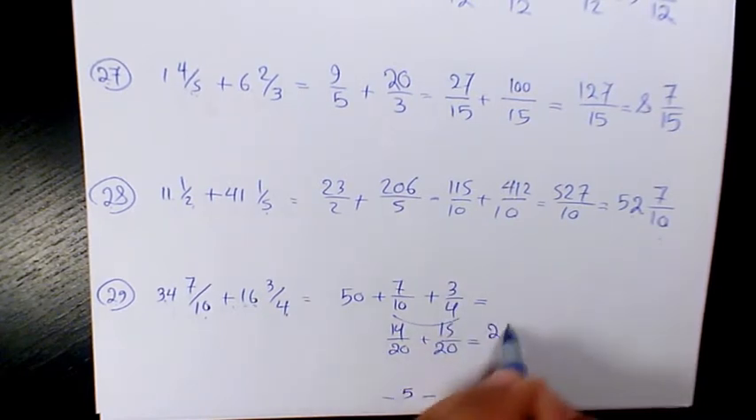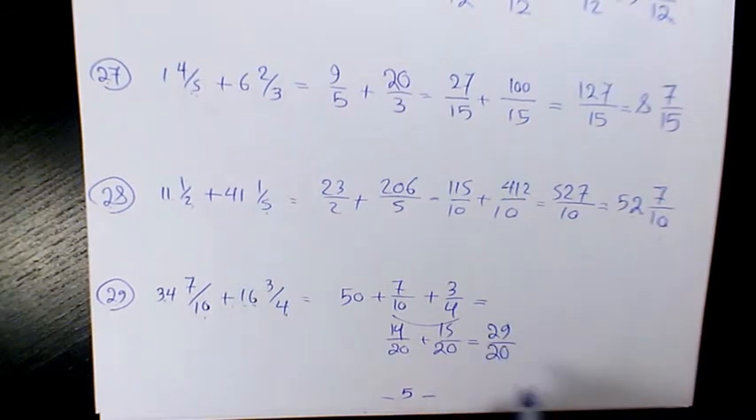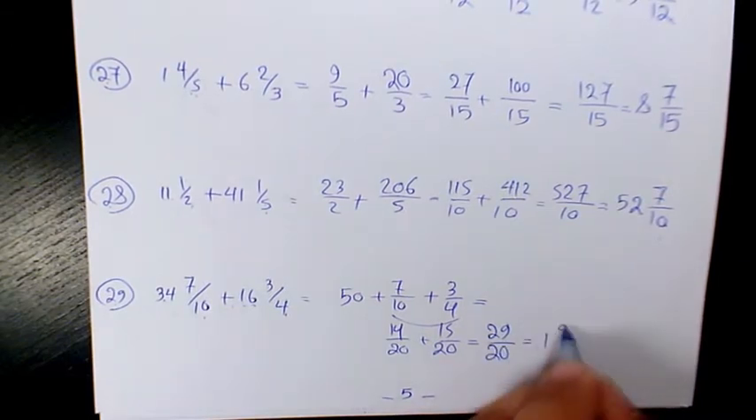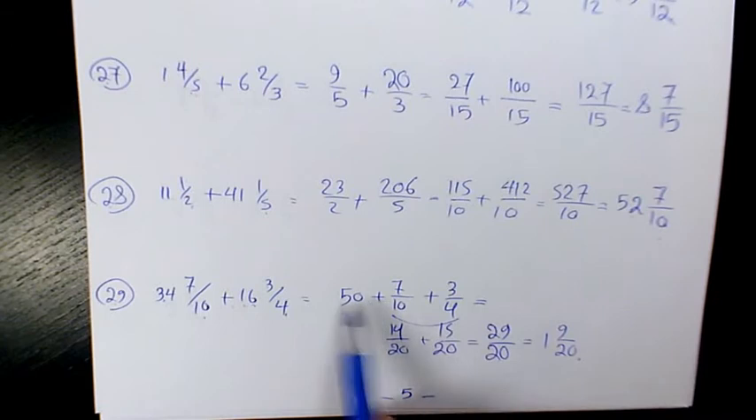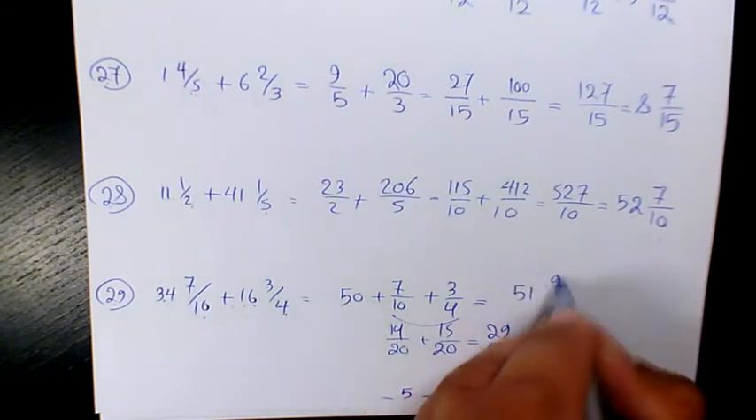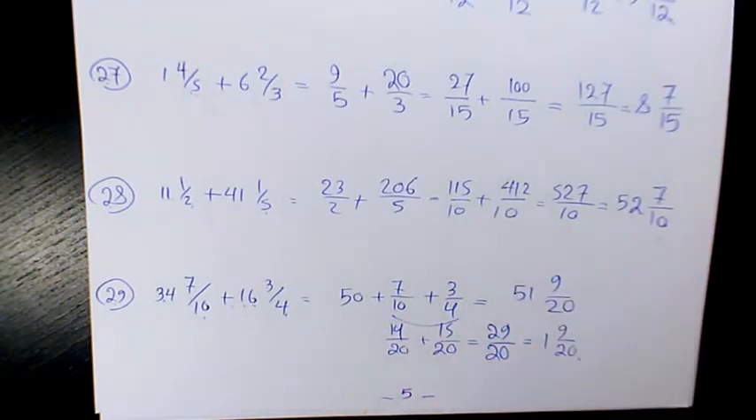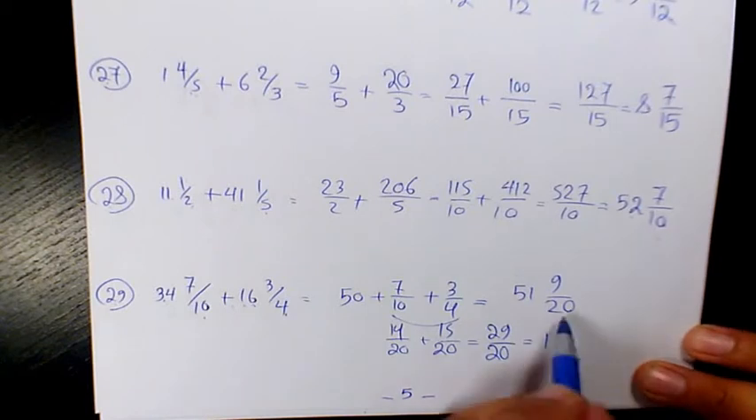That's going to be 29 over 20, which is going to be 1, 9 over 20. 1 plus 50 is going to be 51, 9 over 20. That's going to be the final answer.